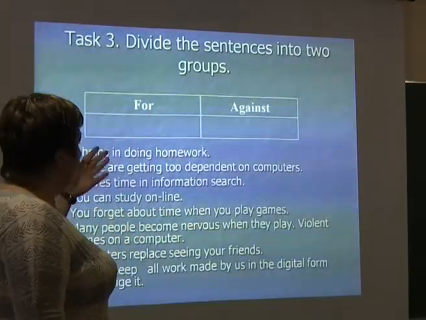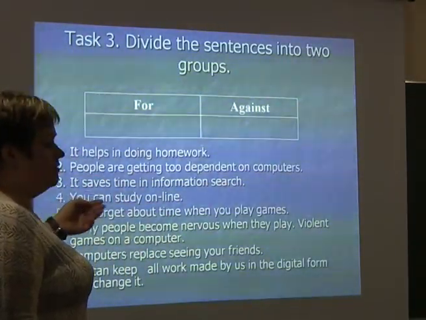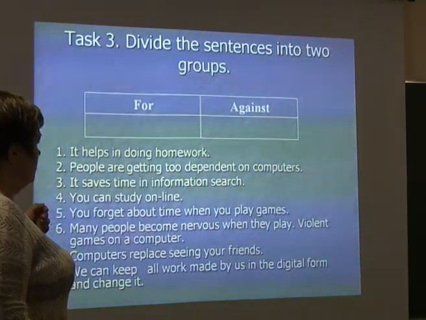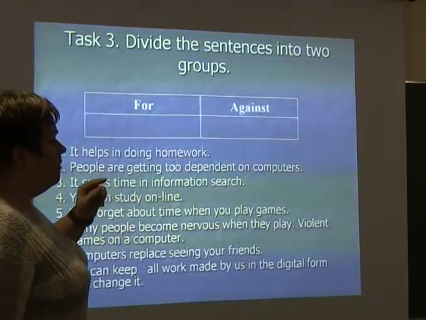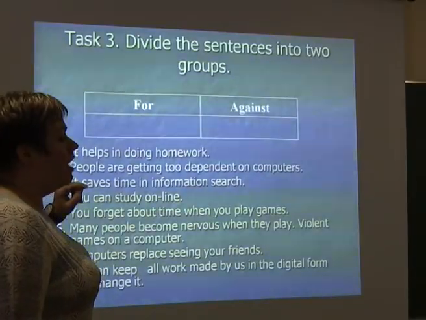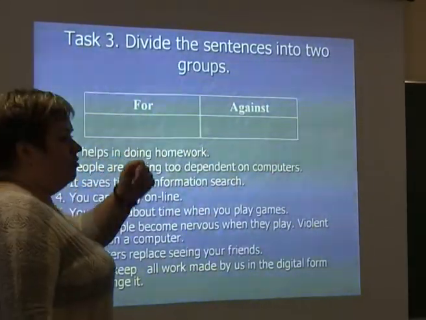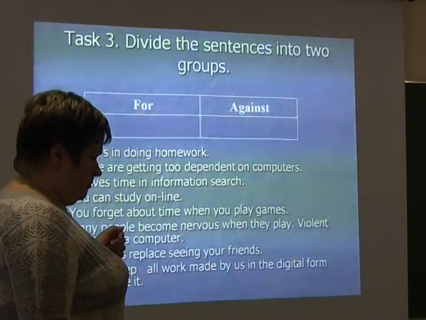Yes. Good. And now arguments against. Marina. People are getting too dependent on computers. Marina, mind the pronunciation. People are getting. And the next argument, Andrew. You forget about time when you play games.